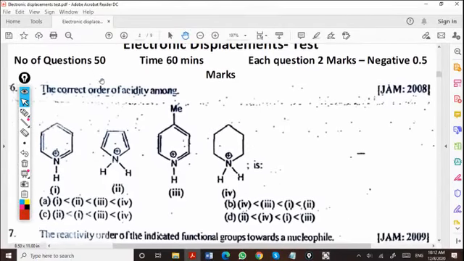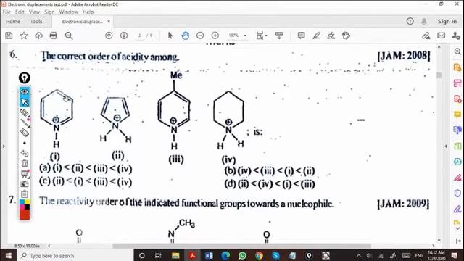So next question, correct the acidity among the given compounds. So what is acidity? Acidity is the H plus donation capacity. Here bases are given and it is asking for the H plus donation. How is it going to come?